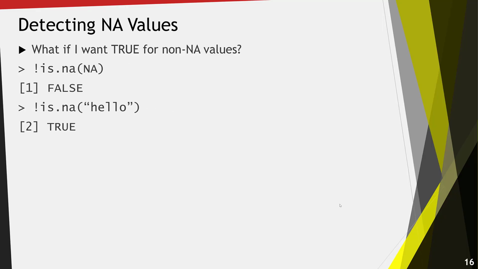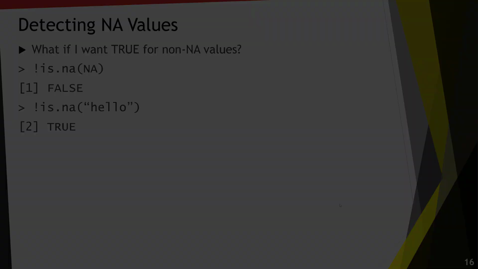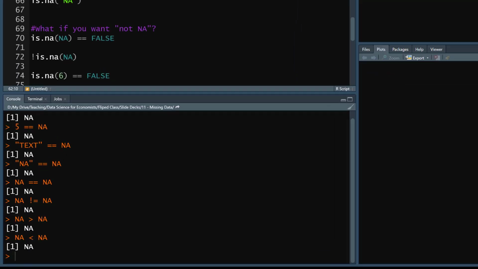Those of you who are good at logical tests will realize that this is exactly the same as using the not operator, which is the exclamation point. So if you use an exclamation point before is.na, you'll get the exact same result because you're saying not is.na.